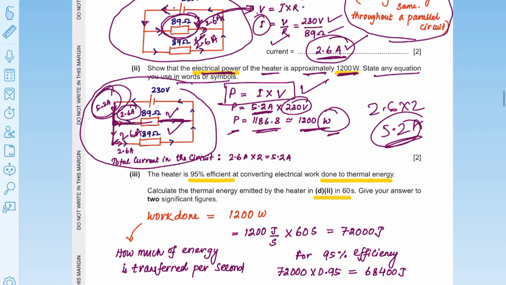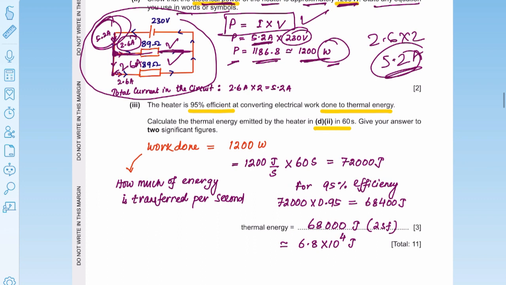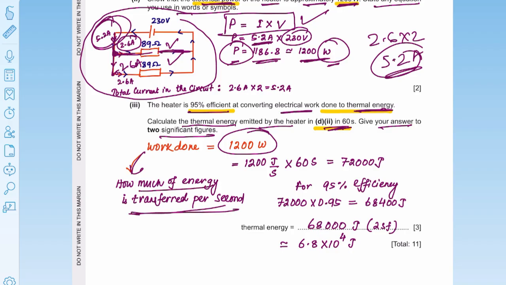Got it? Yes. The next question is, the heater is 95% efficient at converting electrical work done to thermal energy, right? Calculate the thermal energy emitted by the heater in 60 seconds. Give the answer to two significant figures. Try to understand this. Power is nothing but the work done, right? And we know that power is how much energy is transferred per second.